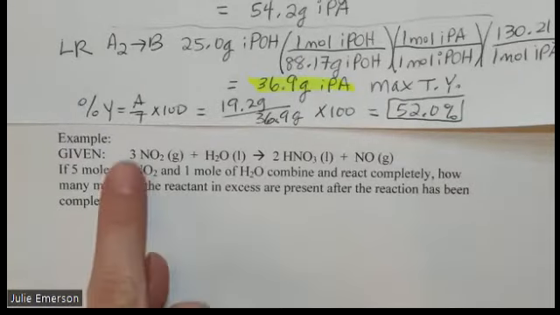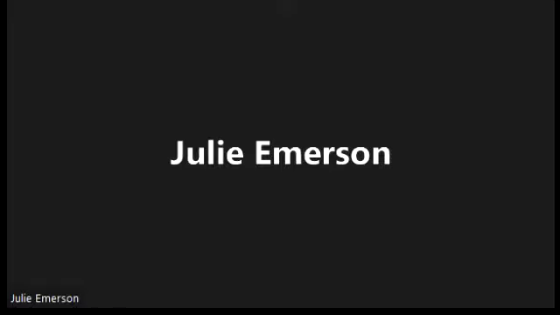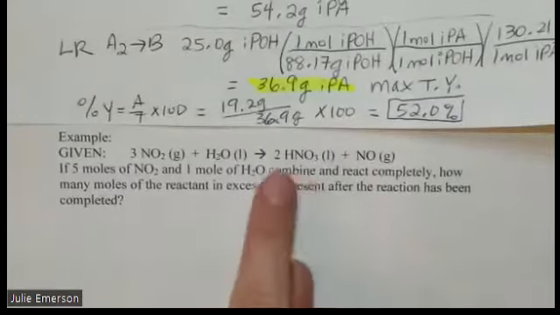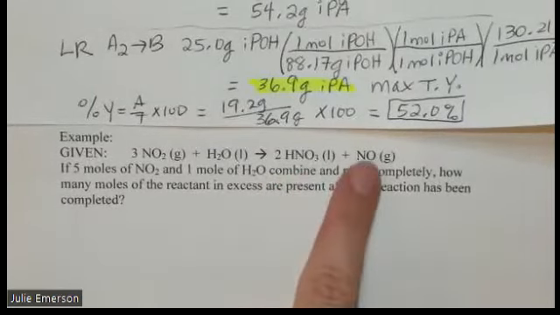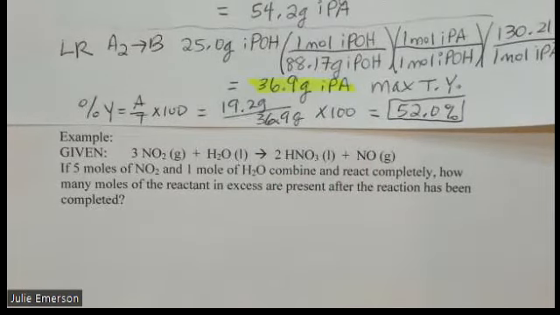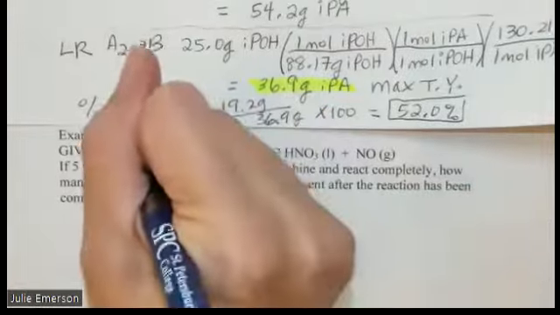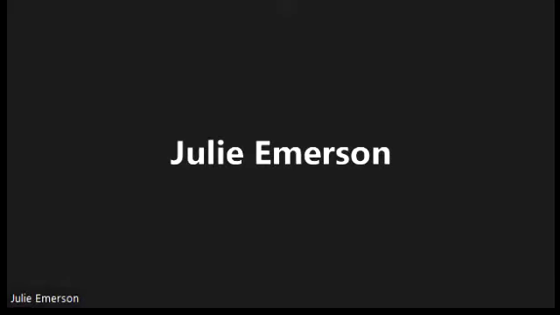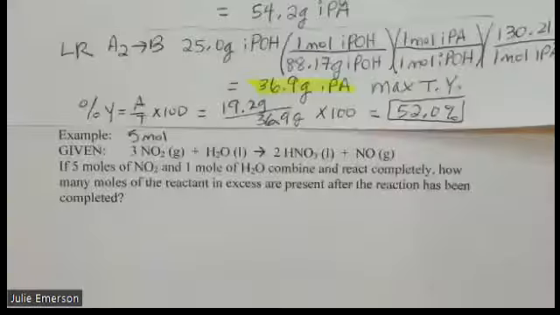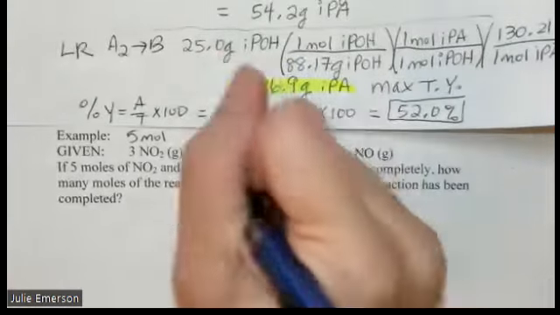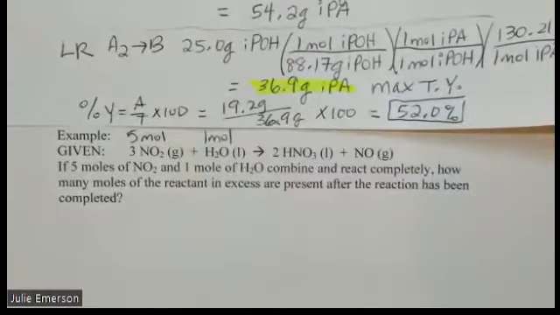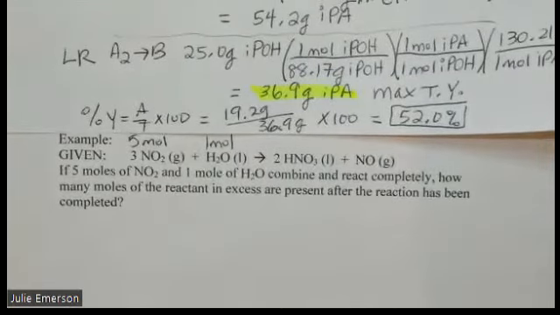So for this one, we've got 3 moles of nitrogen dioxide reacting with H2O, water, right? And we produce 2 moles of nitric acid and then nitrogen monoxide gas. And this one says if we've got 5 moles of NO2, and 1 mole of H2O, and they combine and react completely, how many moles of the reactant in excess are present after the reaction has been completed?